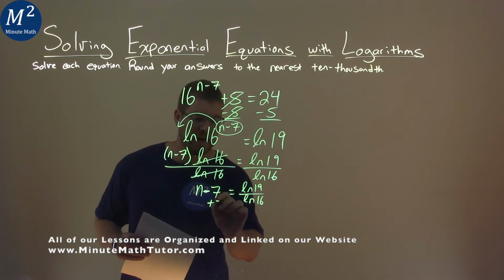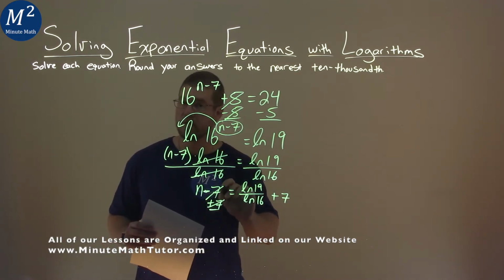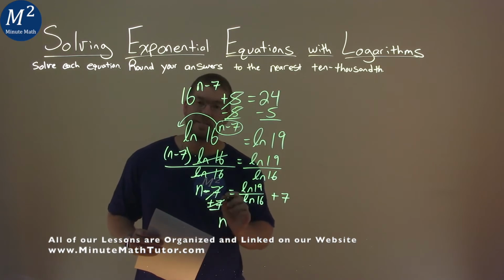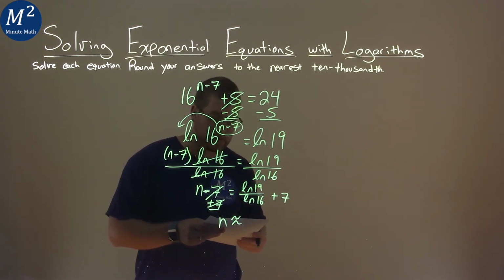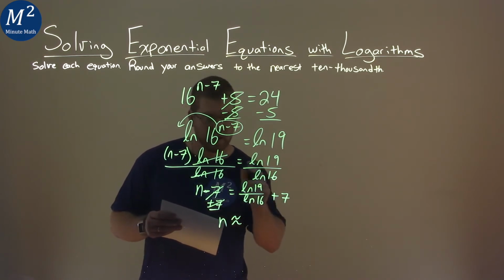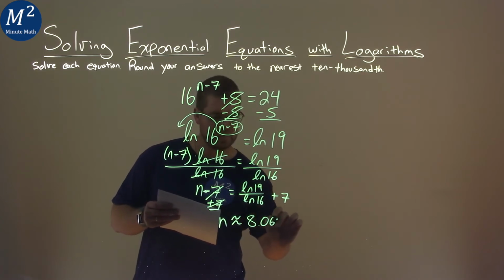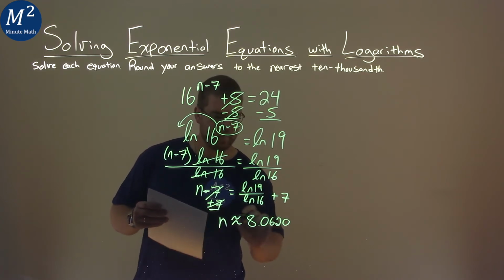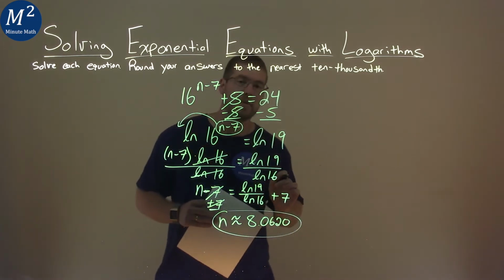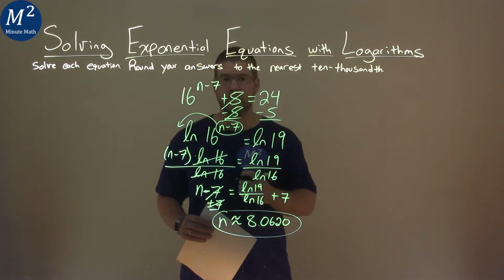From there, I have to add a 7 to both sides. The 7's cancel. n is now by itself. We're going to use our calculator to approximate this value. Natural log of 19 divided by natural log of 16 plus 7 comes out to be, rounded, 8.0620. And so my final answer here is n is approximately equal to 8.0620.